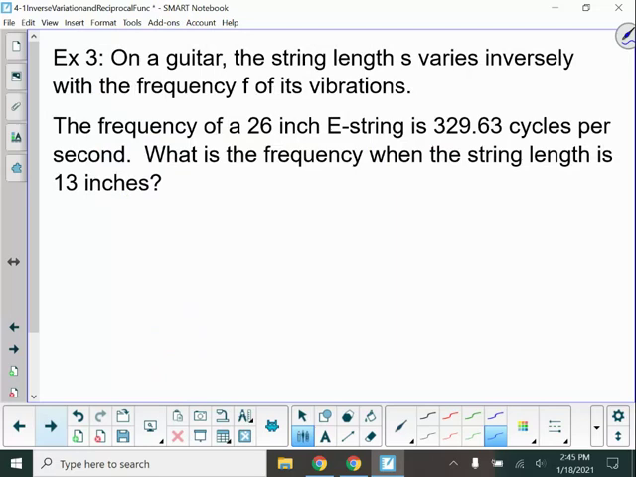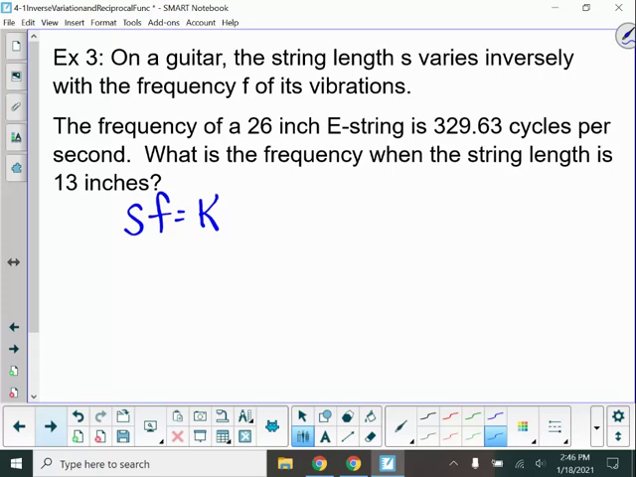Here's a real-world question dealing with inverse variation. It says on a guitar, the string length S varies inversely with the frequency F of its vibrations. So that means SF has to equal some K. The frequency of a 26-inch E string is 329.63 cycles per second. What is the frequency when the string length is 13 inches?